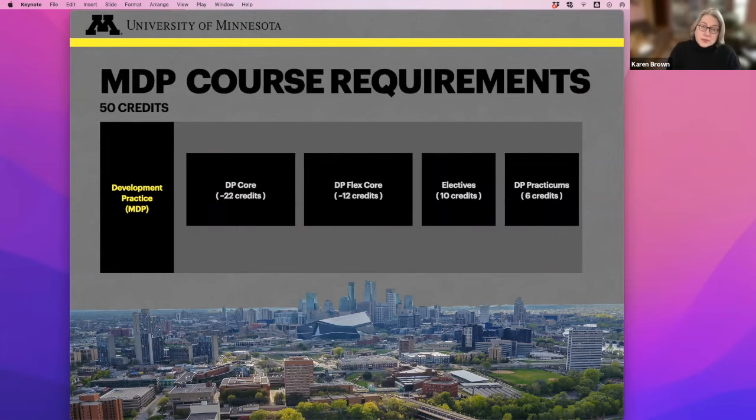So the course requirements, the curriculum, consist of the 4 categories you see here, the development practice core, and these are the required courses that I was mentioning that provide you with those theories and practical approaches and skills for development practice. The flex core, which are a second set of courses where you have the option to choose from a menu of courses that bring a particular area of knowledge. Electives, which are entirely up to you, and many students use these to fulfill a specialization or a graduate minor. And then finally, the practicum or practical experiences, the field experience in the summer between years 1 and 2, and the capstone project in year 2.